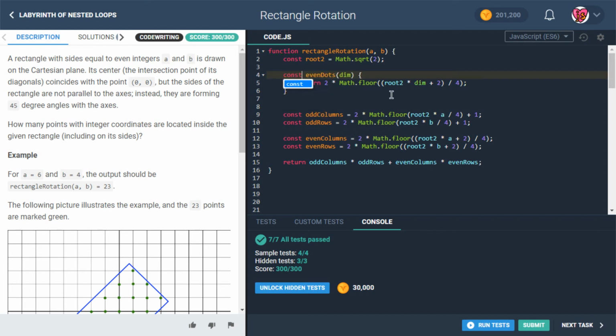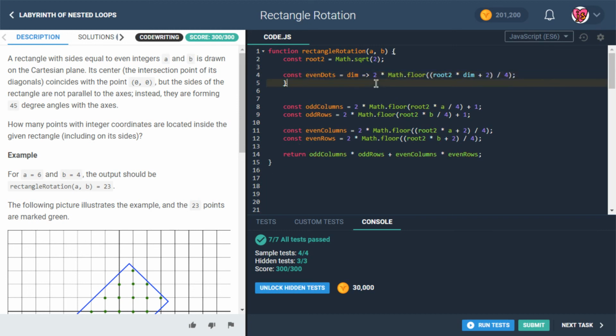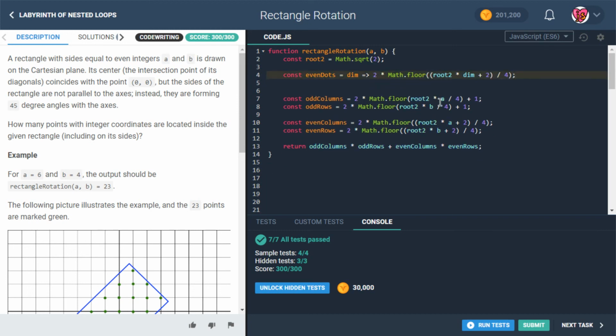So we'll say const even dots is going to be assigned the value of something that takes dimension and maps it onto 2 times math.floor of root 2 times that dimension plus 2 divided by 4. Okay, and then we'll do the same thing for this one over here. So this is going to be like odd dots. Okay, so odd dots, even dots, and odd dots.